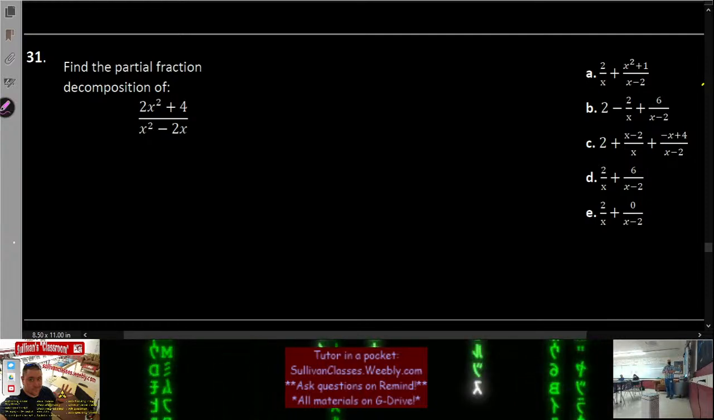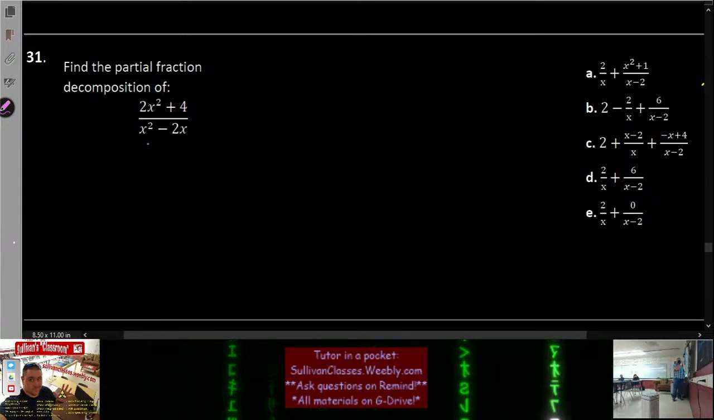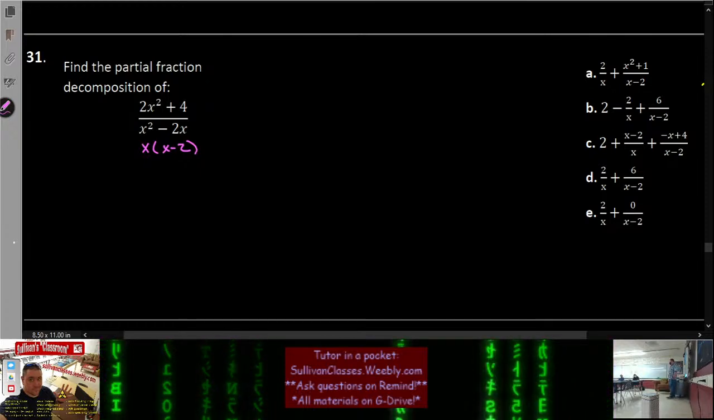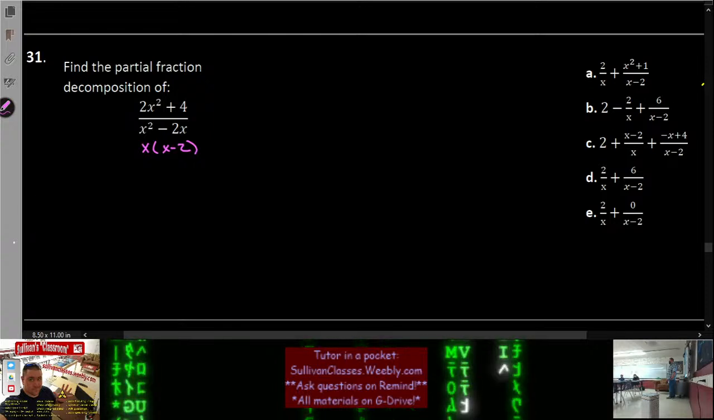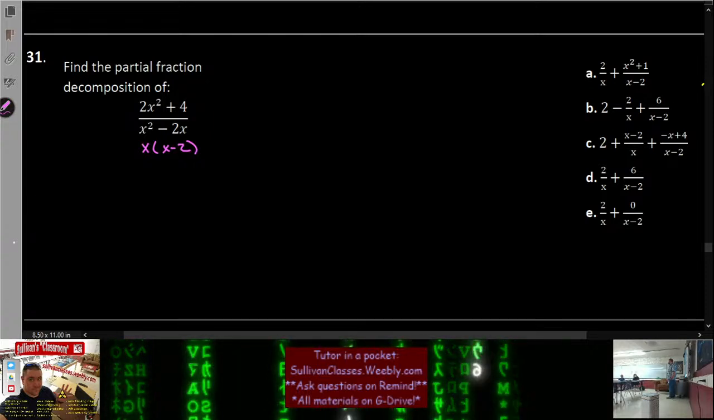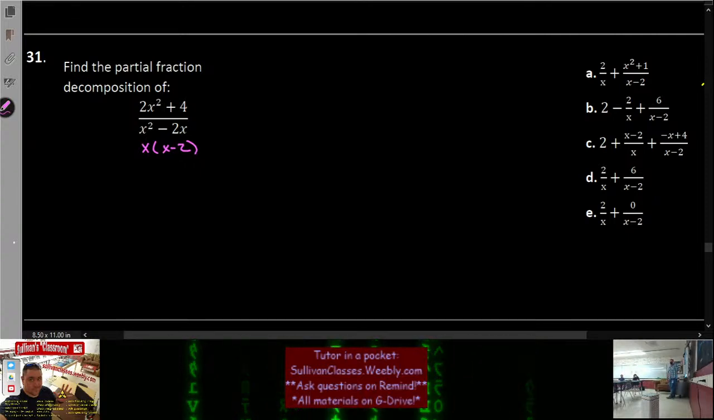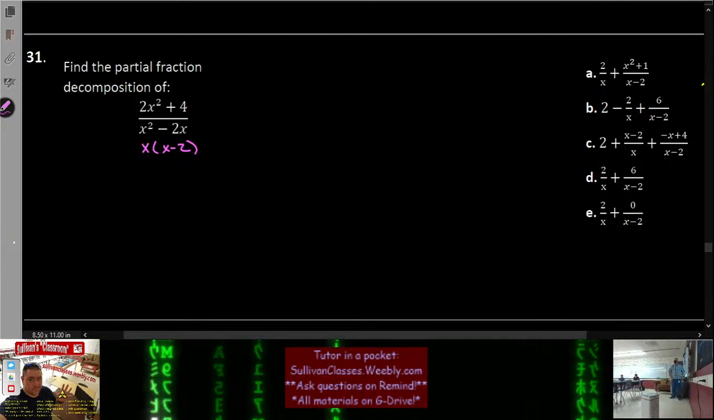Partial fractions. Well, I know I got to factor this into x and x minus 2. But what do I got to do before I start splitting things up? I heard one person say divide. Why do I have to divide? If the degree of the numerator is greater than or equal to the denominator, you have to divide.